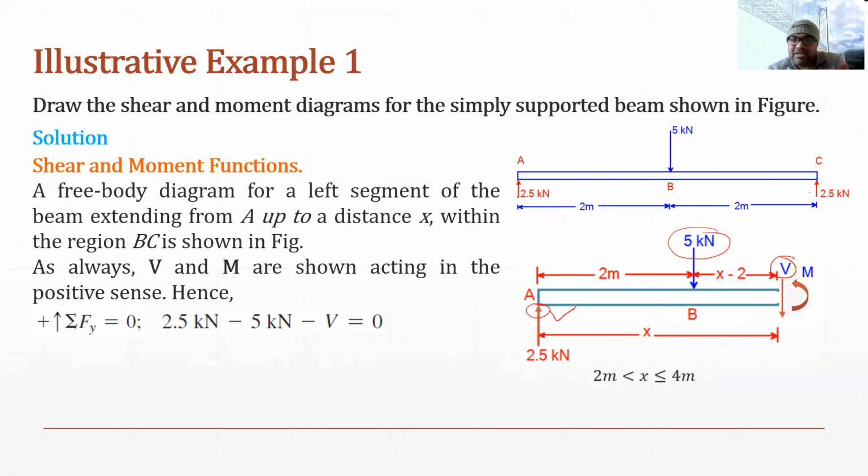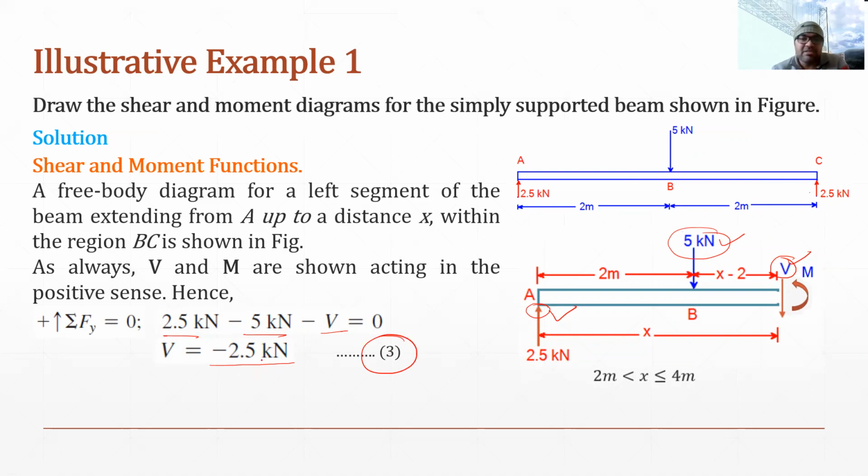So this will be considered as positive, negative, negative. So 2.5 kilonewton minus 5 kilonewton minus V. So finally, the value of V can be calculated as minus 2.5 kilonewton. So here the value of V is negative 2.5 kilonewton. So that is the equation 3. So this equation 3 is for segment BC.